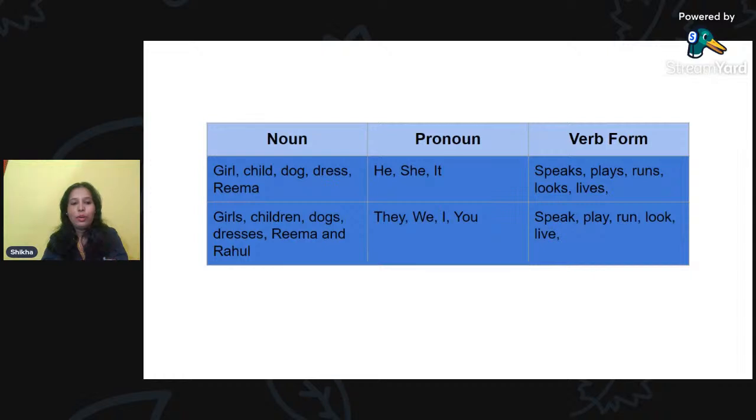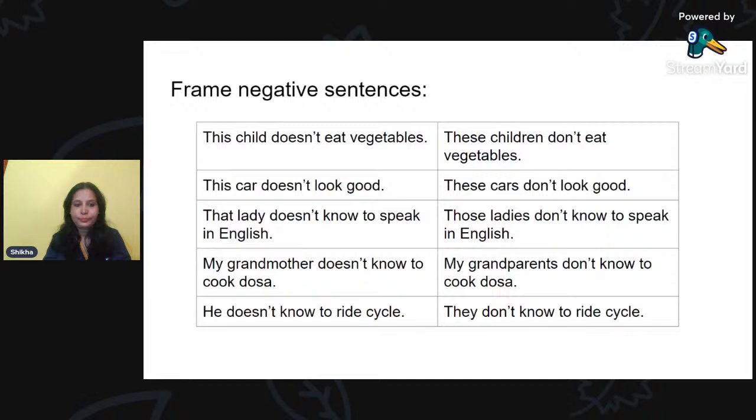Then we have the plural form of the noun and the plural form of the pronoun, including I and you, because I and you always use the plural form of the verb. So what verbs are we using here? That is speak, play, run, look, live. All these verbs are without s. That means they are the plural form of the verb.